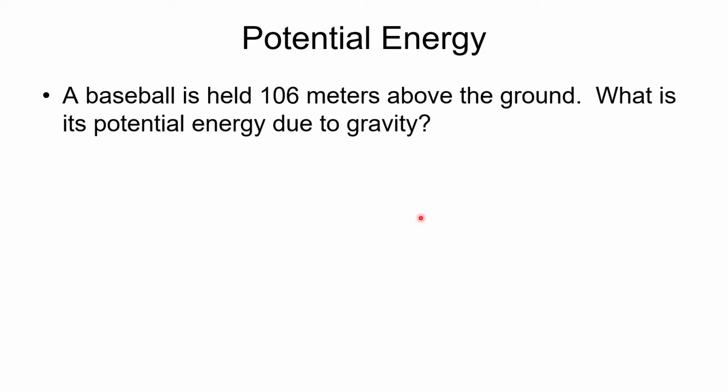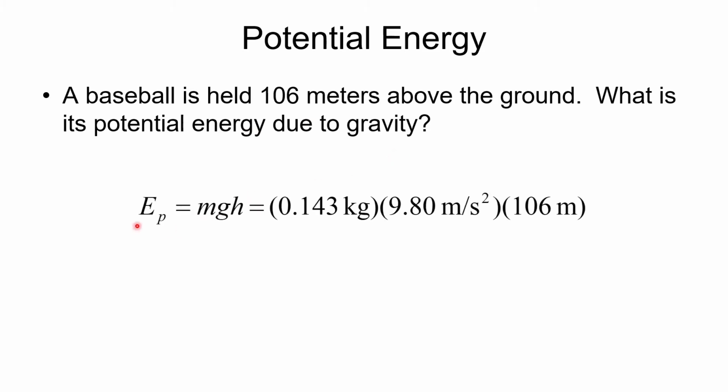Here, again, we're going to use a baseball because I love baseball. A baseball is held 106 meters above the ground. What is its potential energy due to gravity? Well, potential energy is the mass times the acceleration of gravity times the height. Again, the baseball was 143 grams. We need to put that into kilograms. We'll use the acceleration of gravity, again, at 9.80 and 106 meters.